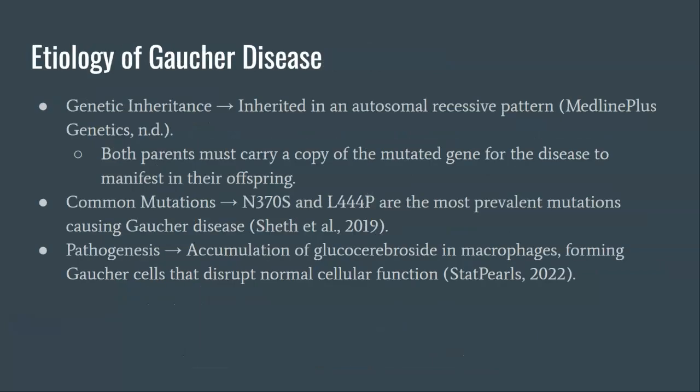Gaucher disease is inherited in an autosomal recessive pattern. This means that both parents must carry a copy of the mutated gene for the disease to manifest in their children. The most prevalent mutations that cause Gaucher disease are N370S and L444P. Again, these mutations lead to glucocerebroside accumulation within macrophages, disrupting normal cellular functions.